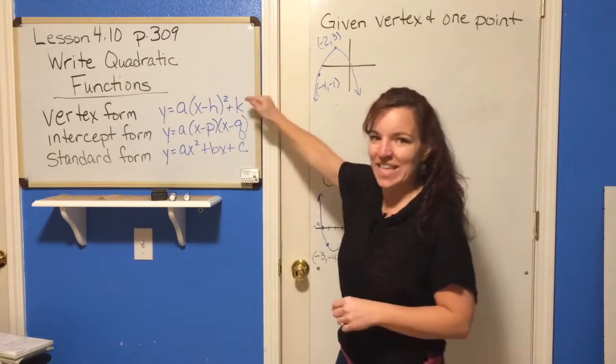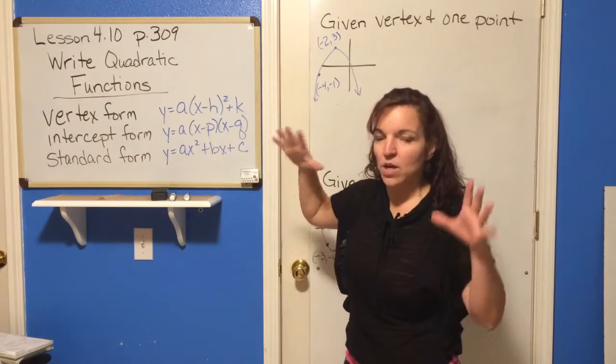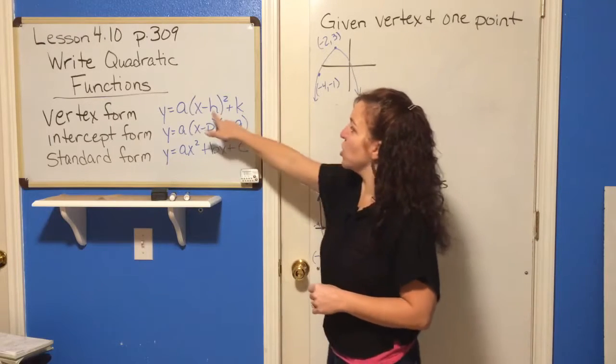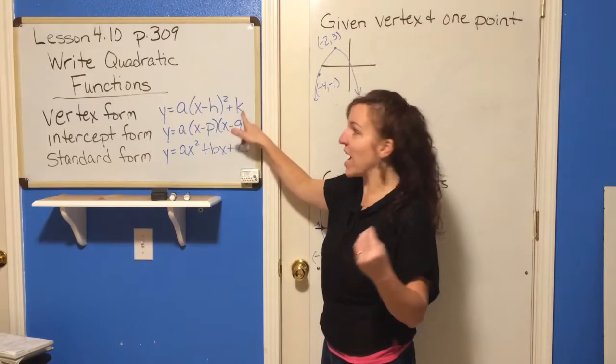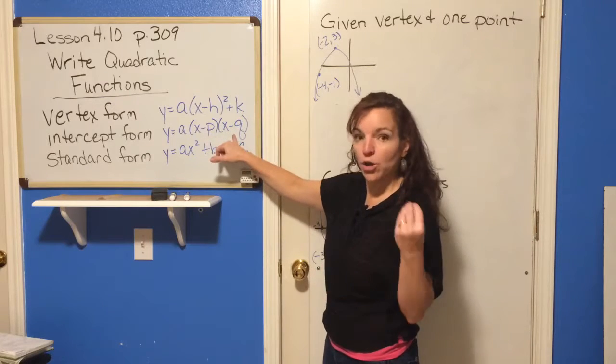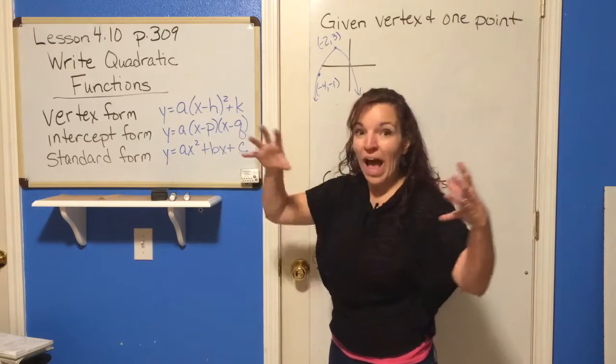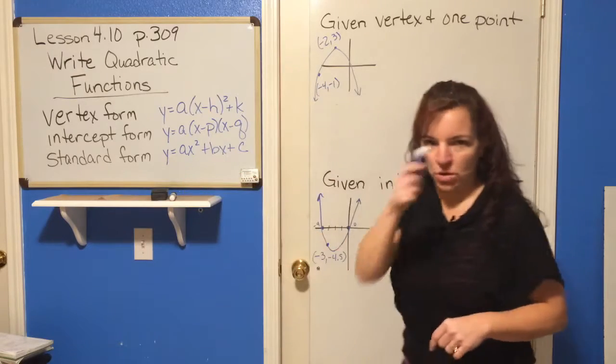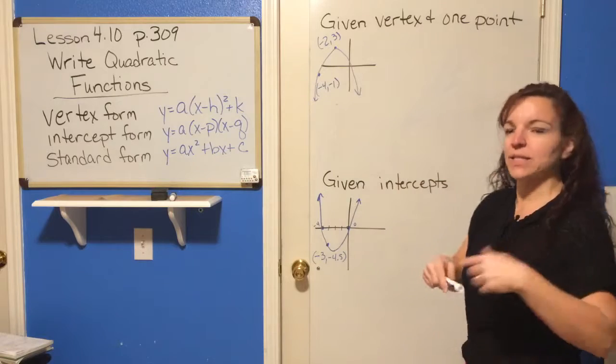You need to memorize these three forms and recognize how they're used and the parts and pieces of them. Okay? So you need to know (h, k) is your vertex. You need to know p and q are your intercepts. You need to know how to use them and what to do. All right? Here we go. This is not a joke. If you don't know it already, you need to take some time and learn it.